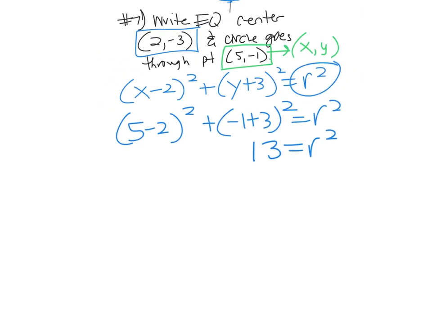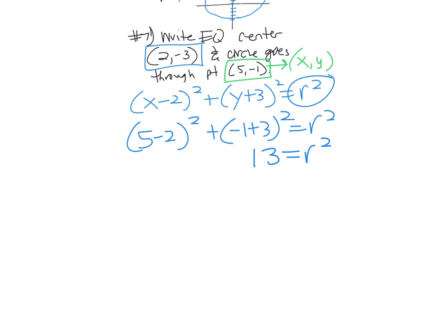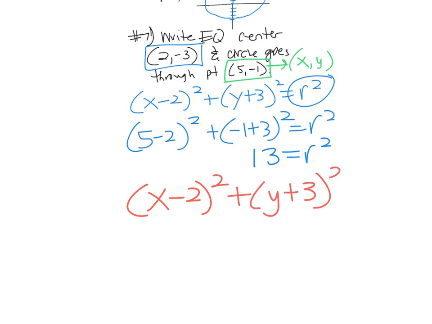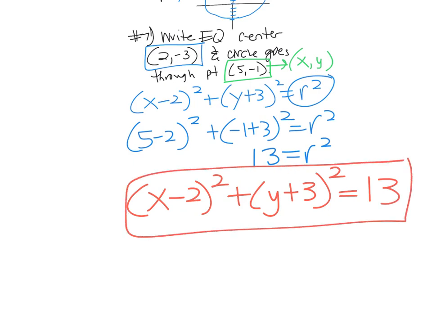And finally, your last step is then to go back and write the equation of the circle. So the circle would then be, here's your answer, x minus 2 squared plus y plus 3 squared equals 13. That's the equation of the circle. Does it have a nice radius? No. The radius is the square root of 13, which is gross. But we don't care. We want to find out what r squared is. That goes in there. Okay?